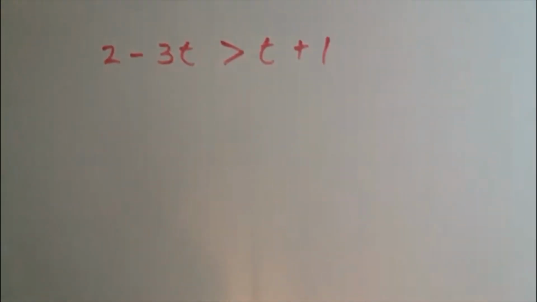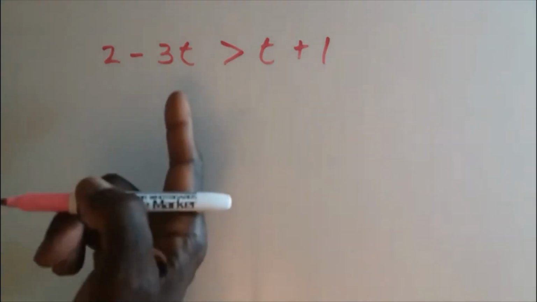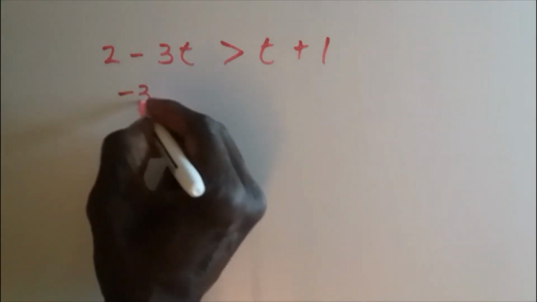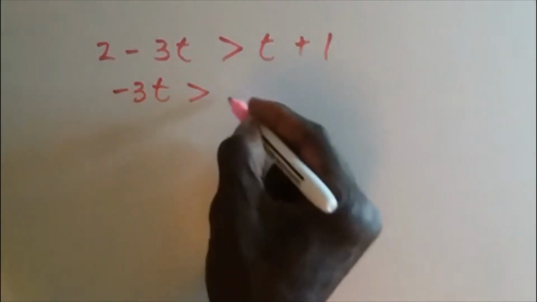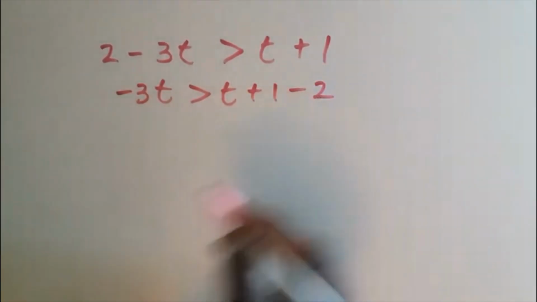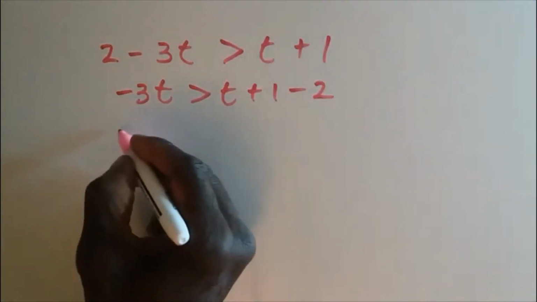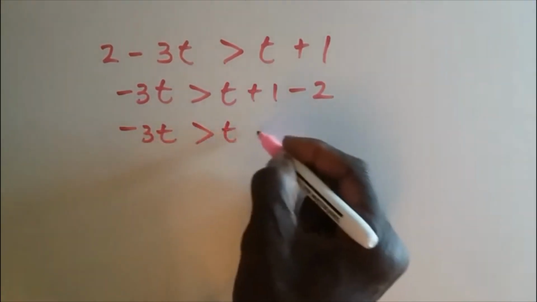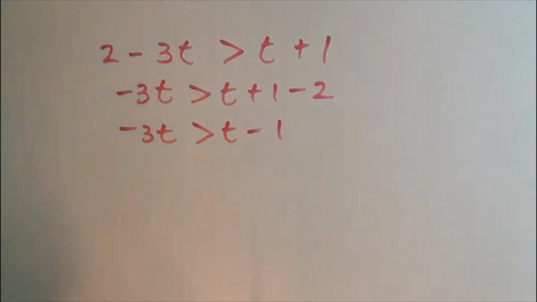Next we have this inequality. Now let's try and get all the constants on one side and the letters on the other. So if we move our 2 by adding negative 2 to both sides, we'll have negative 3t is greater than t, add 1 minus 2. And the result of this is minus 3t greater than t minus 1.